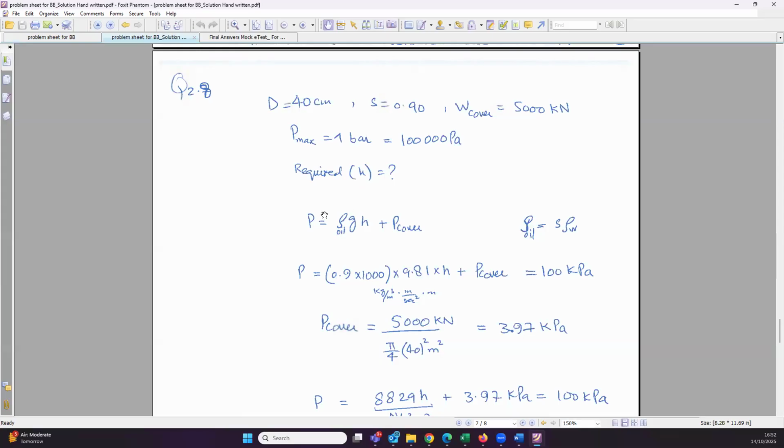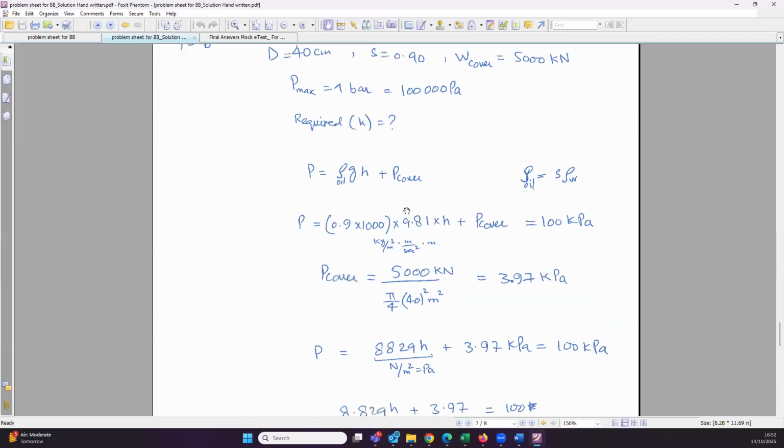The pressure is the pressure due to oil and the cover, and the rest you just have to open it. You know the density of oil, because you know the specific gravity, so the density will be specific gravity times the density of water times g, and H we do not know. For the cover, we know that the weight is 5,000 kilonewton, but 5,000 kilonewton is the force, not the pressure. So to convert force into pressure, we know that pressure is force per unit area.